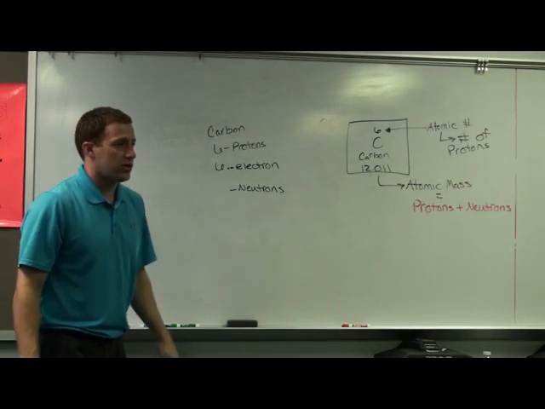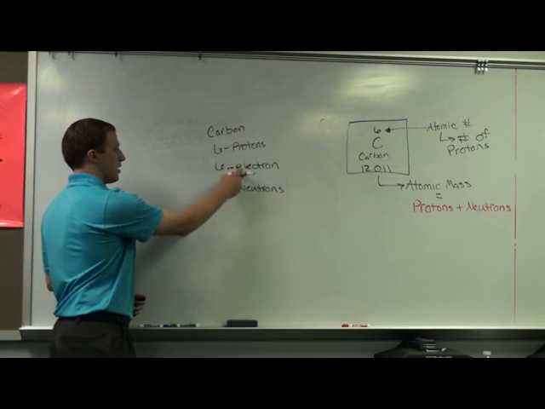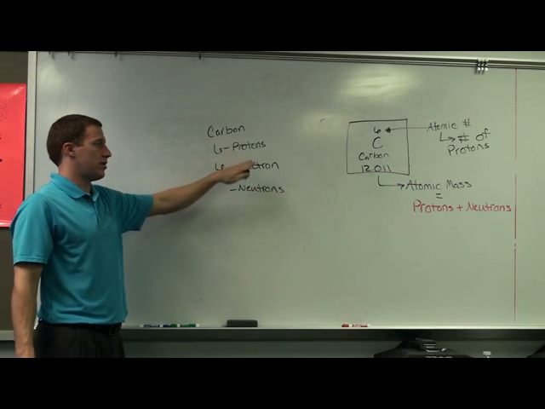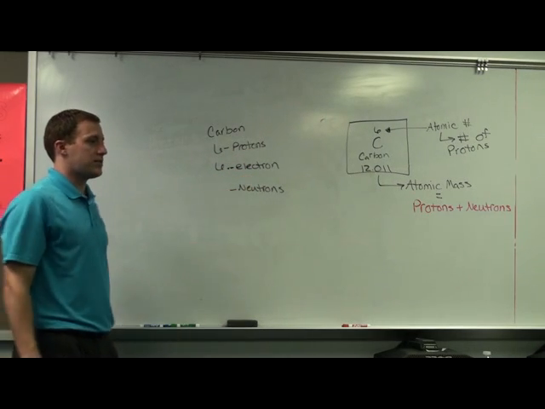If it's oxygen and it has 8 protons, how many electrons will it have? 8. But we're working with carbon and it has how many protons? 6. So it's got to have negative 6, -6 to balance it out.